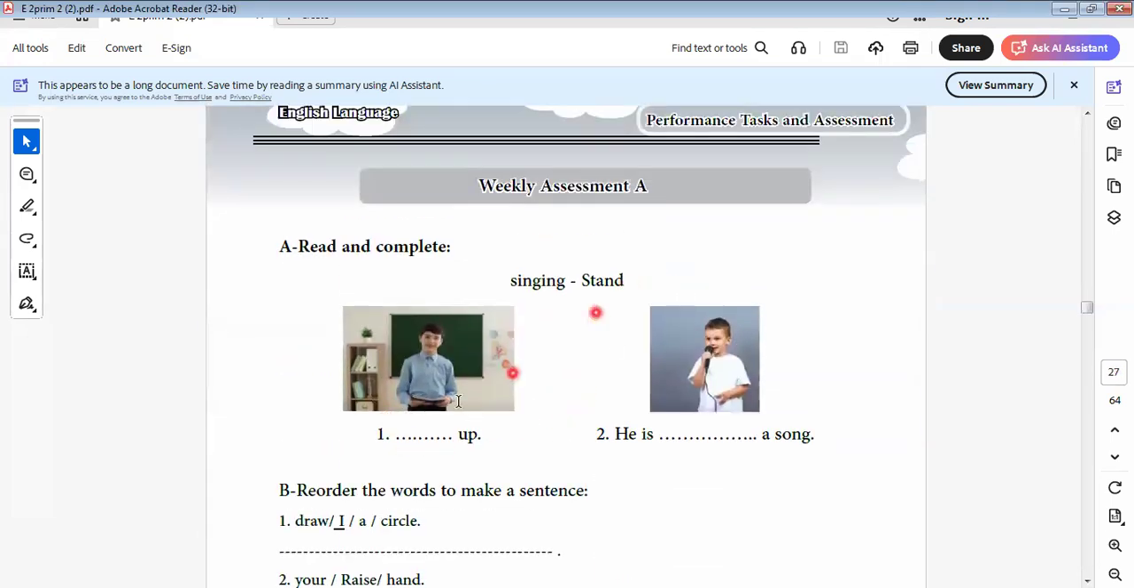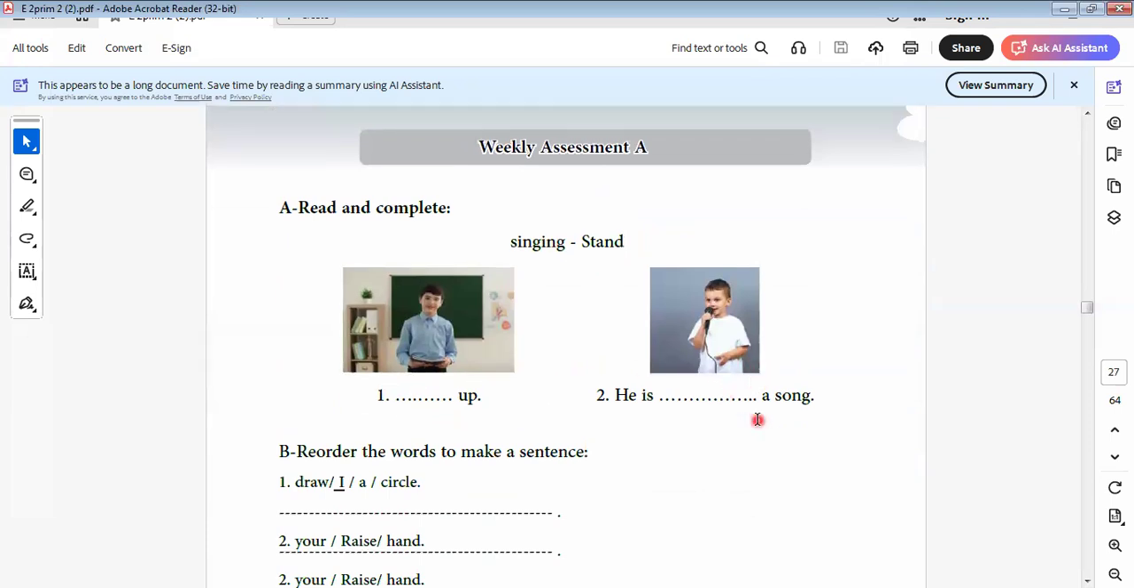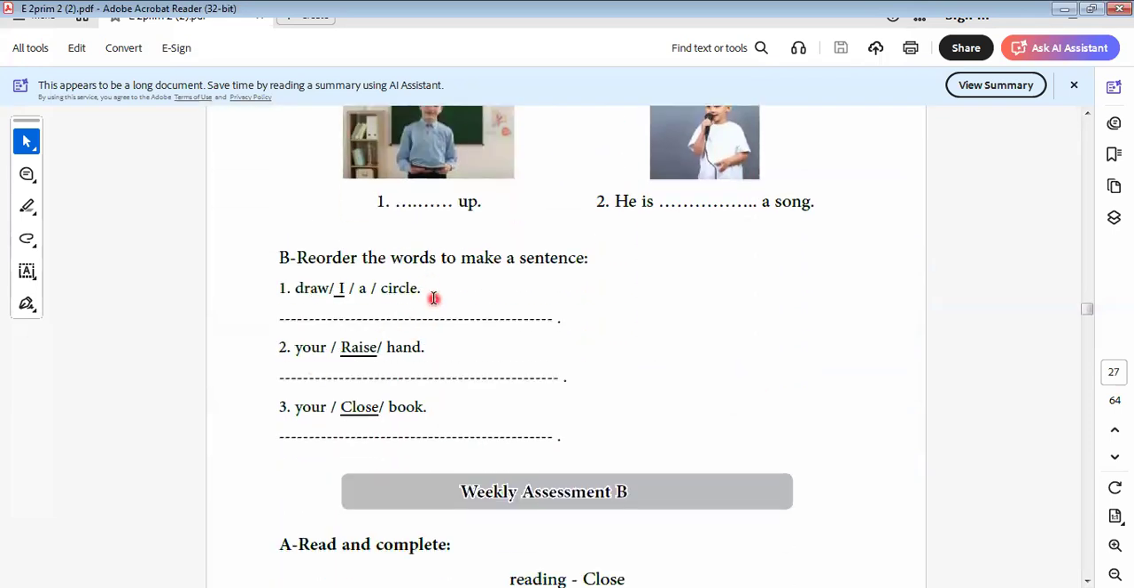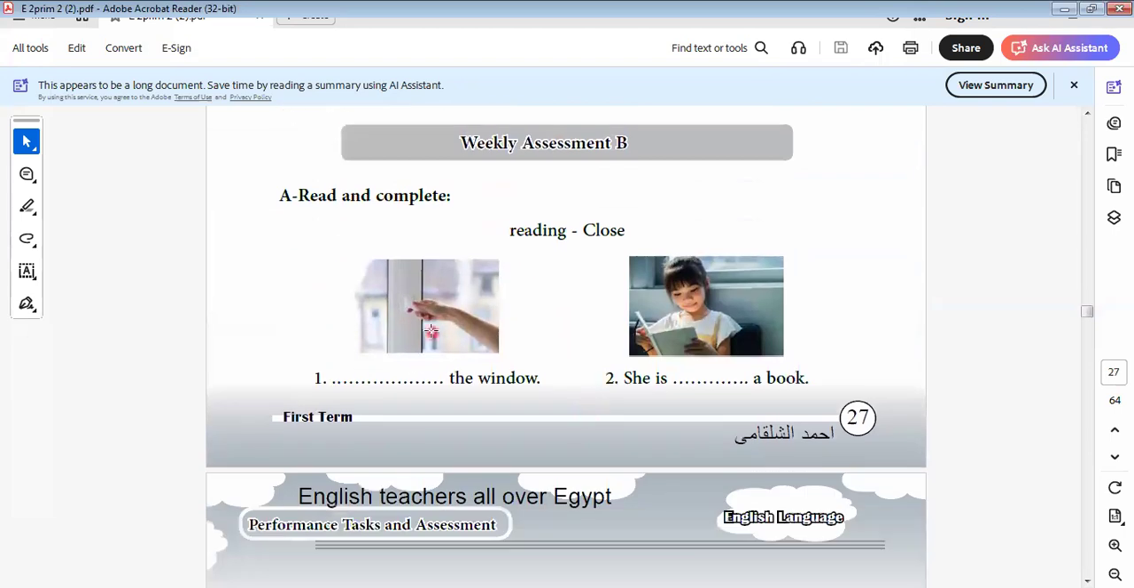Here we say, I stand up. Here is, he is singing a song. So what can I put here? Here is subject, verb, object. It will be here subject. I draw a circle. Raise your hand. Close your book. Let's go to another one here.